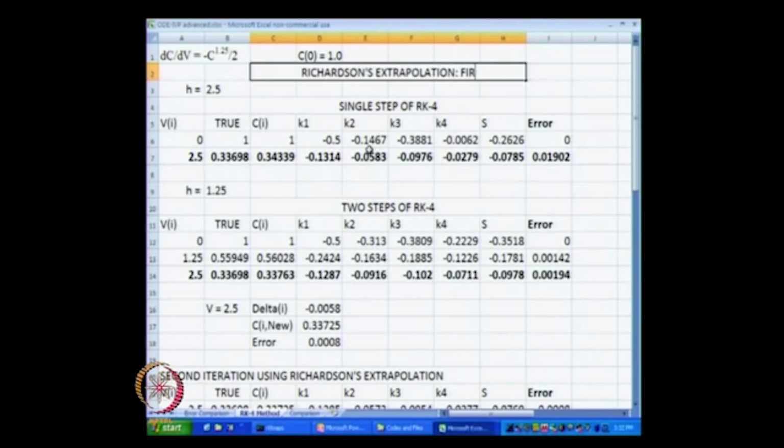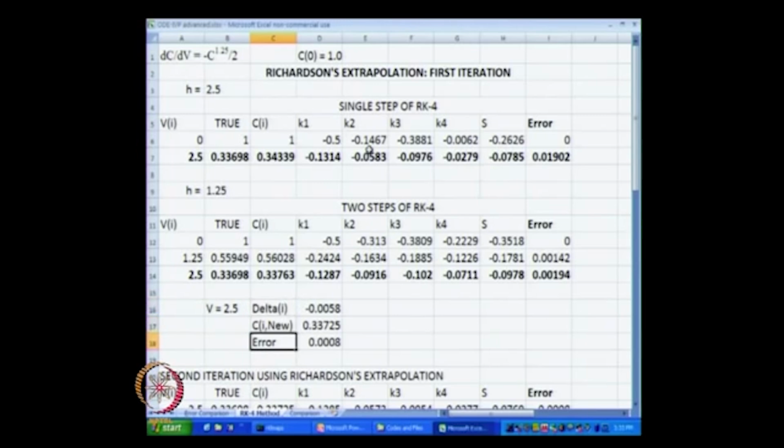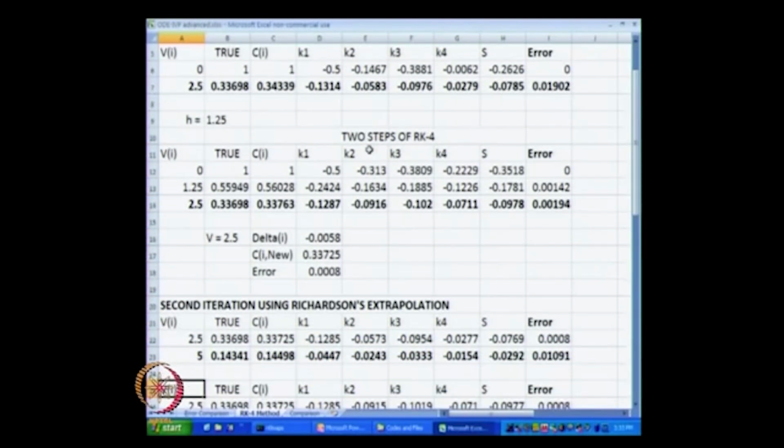Richardson's extrapolation first iteration. Okay, and this is the result, okay.